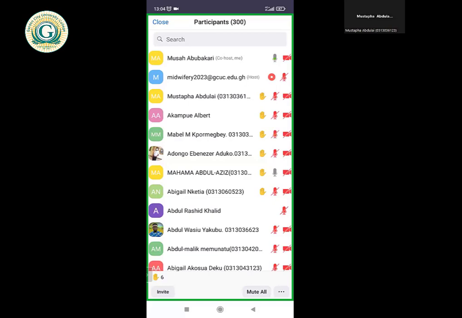Ebenezer Adongo, come on board. Sir, I got confused about the amylase and the lipase level in the serum. When one is having pancreatitis, will it increase or decrease? It will increase. Okay, thank you, sir. It will increase, okay?